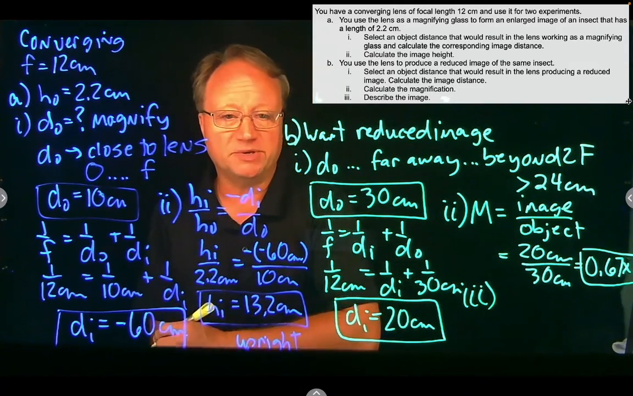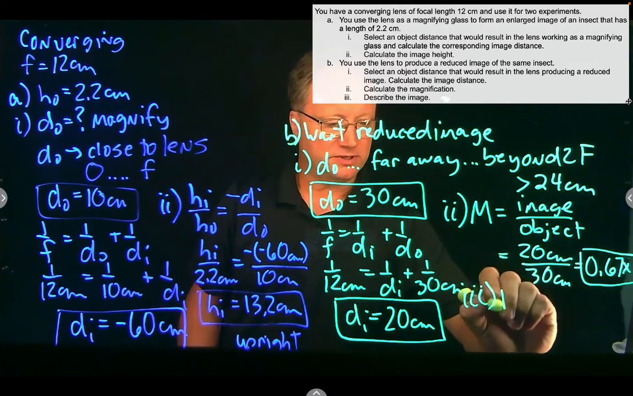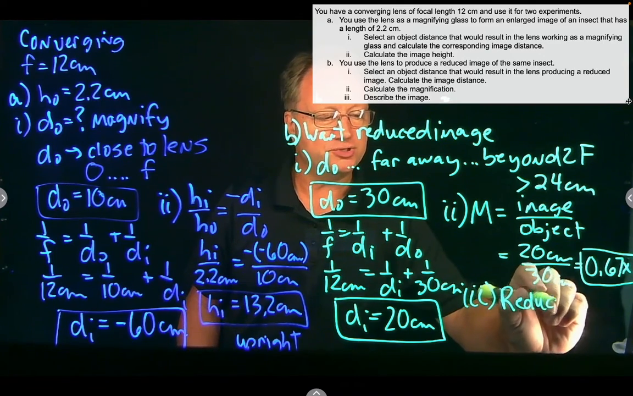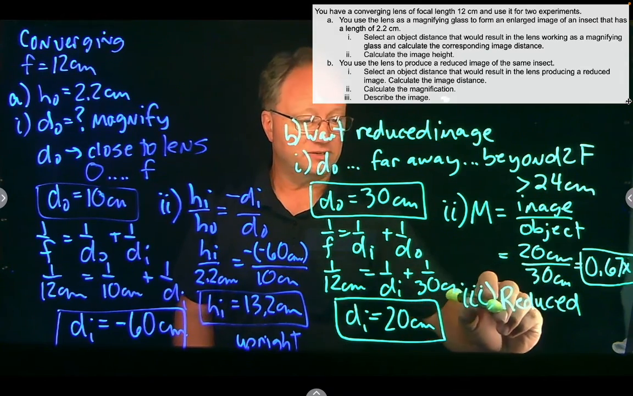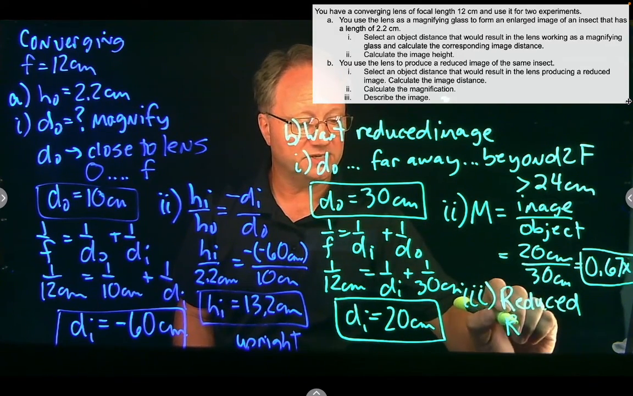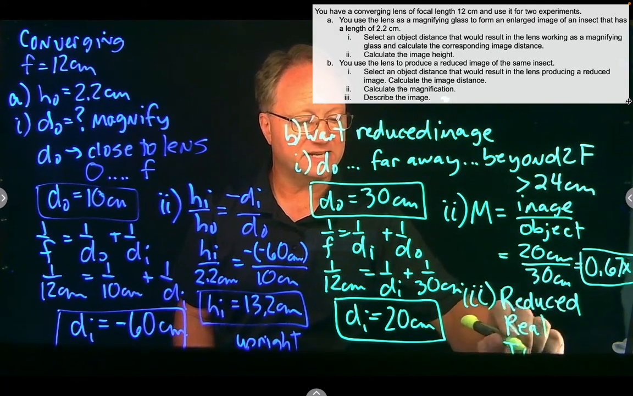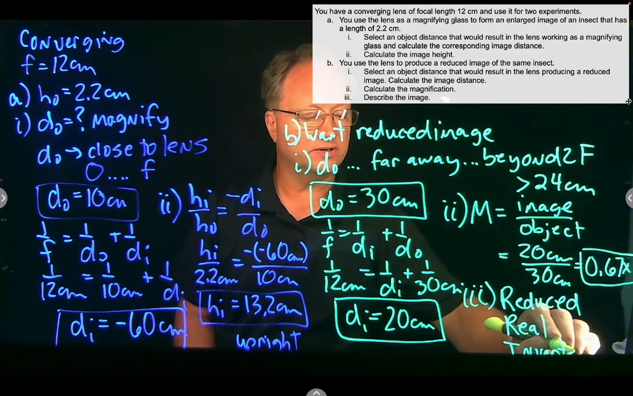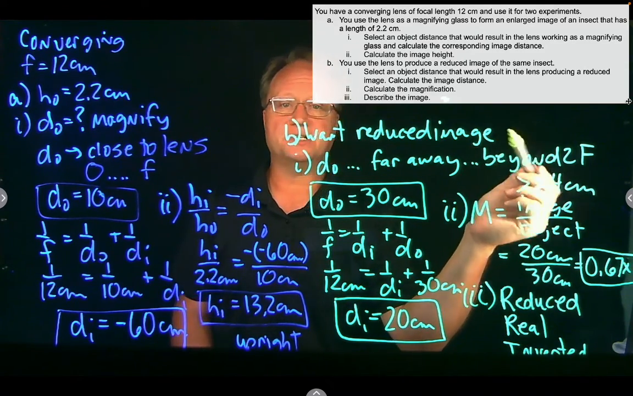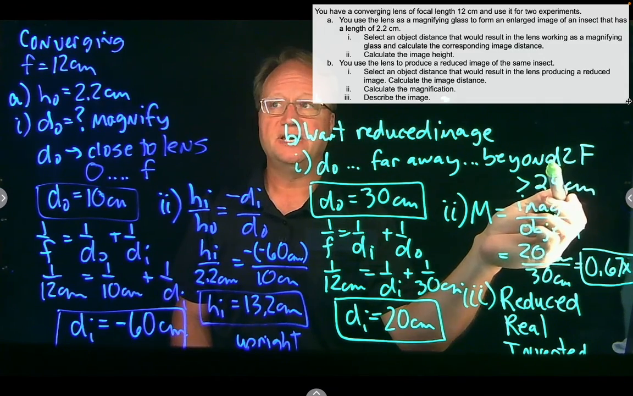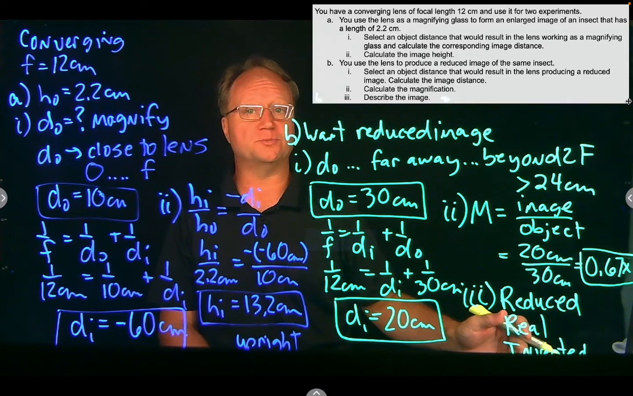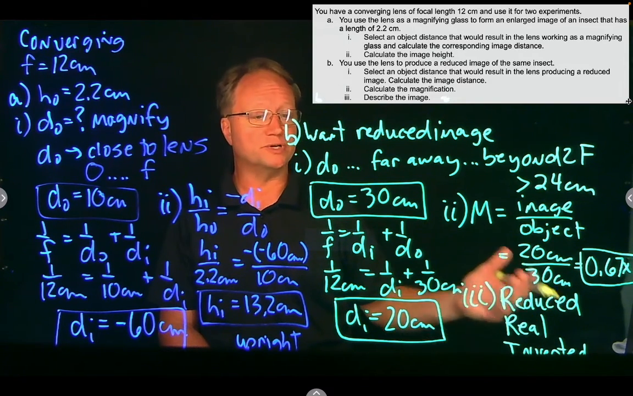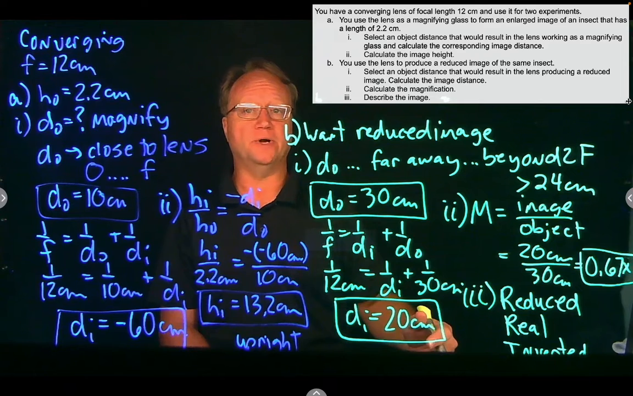In the third part on B, we want to describe the image. Well, our first descriptor is reduced in size. Now, if it's reduced in size, okay, it is also going to be real and inverted. The way that we know those are because your object is far away. It's beyond 2f, and for a converging lens, anything beyond f is always going to produce a real image, and real images are always inverted when they are formed by a single lens.